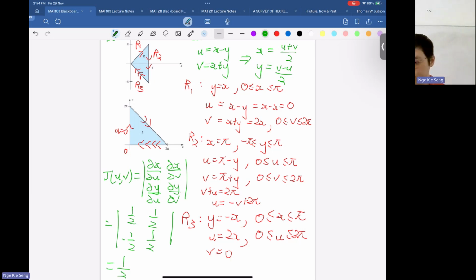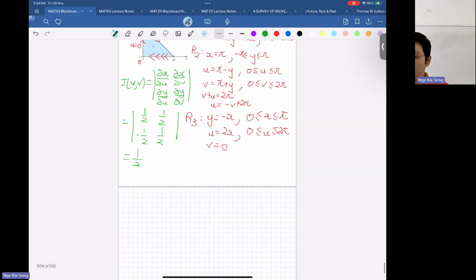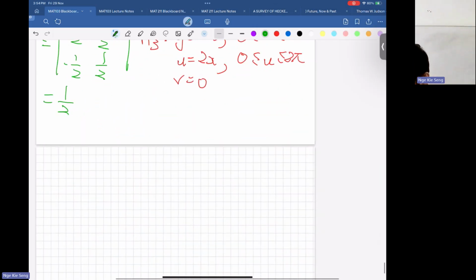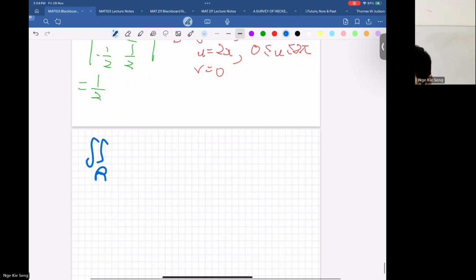So how do we change this rectangle? How do we change the integral? Let's start with the original integral here.